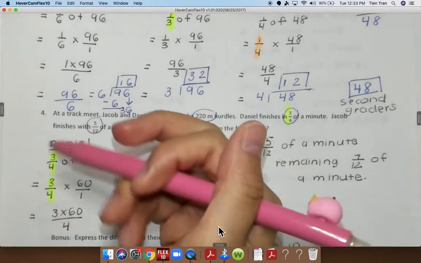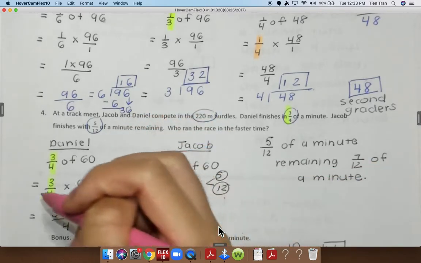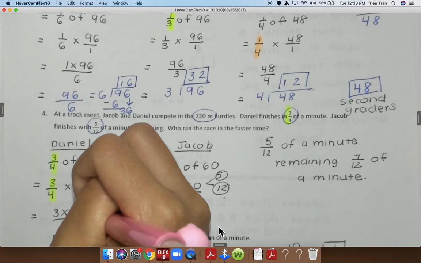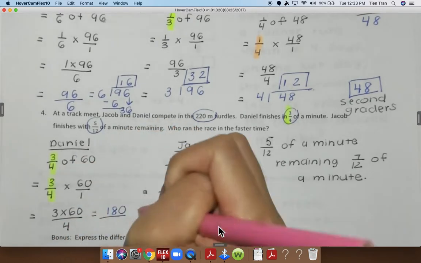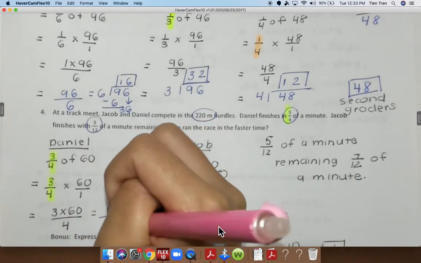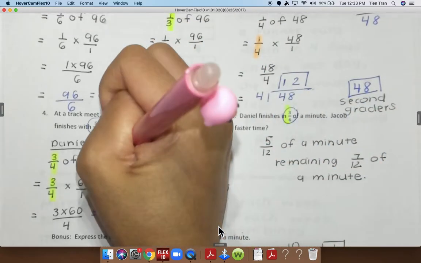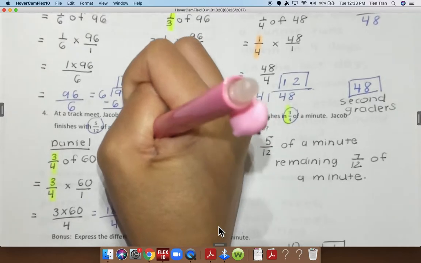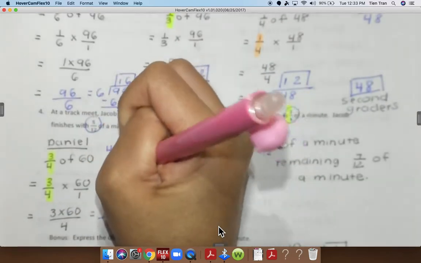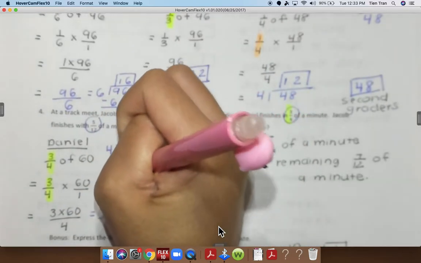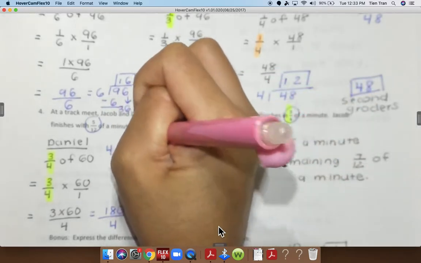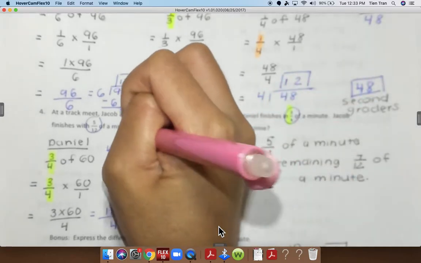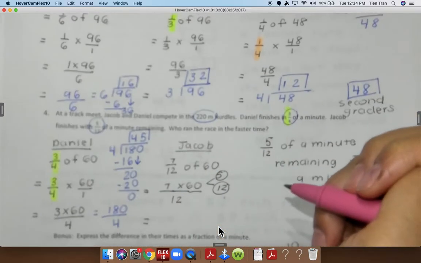And so now I am going to multiply 3 times 60. 3 times 6 is equal to 18. Add my 0, so I get 180 divided by 4. And I can solve for it right here. 180 divided by 4. 4 goes into 18 4 times. 18 minus 16 is equal to 2. Bring down my 0. 4 can go into 20 5 times. So 20 minus 20 is equal to 0. So my final answer is 45.